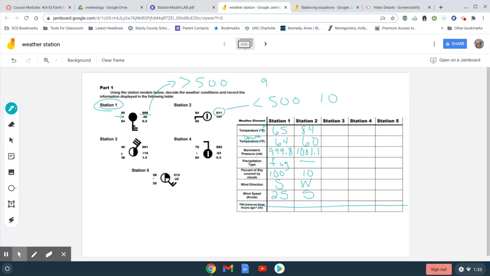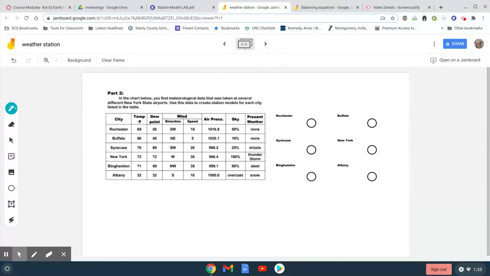Now, the other part that we did, students worked and completed 3, 4, and 5 on their own. Then I had them do this. So you're going to also use those charts on the front, and you're going to fill this in. So I did Rochester with them. So 69. I'm going to go ahead and look at my wind direction. It's southwest, so I'm going to go ahead and draw that before I put my dew point. My dew point is 58, so it'll go down here. Southwest, 16. I'm not going to worry about the little 16. I'm going to put a long and a short. Not very good drawing there.